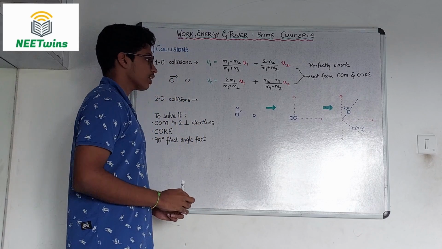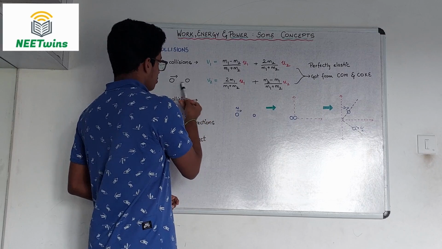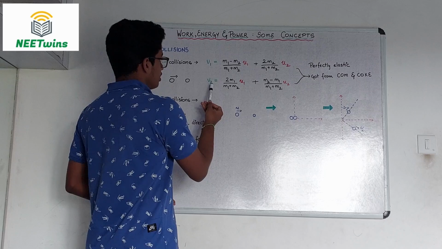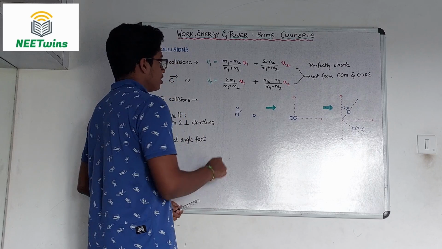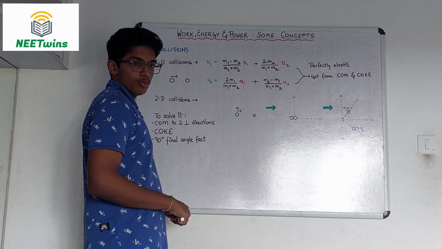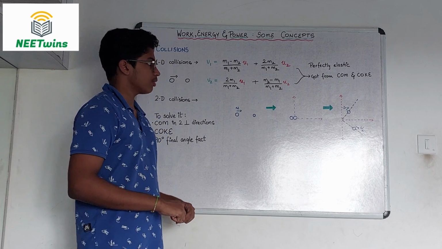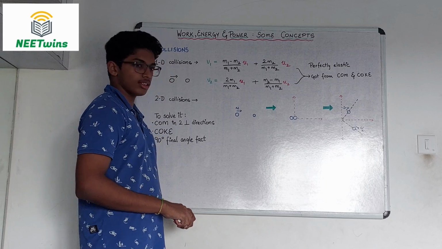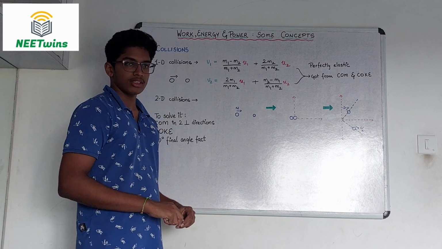But in NEET there can be some questions where the second body also is moving, either in the opposite direction or in the same direction, and in such cases, to find the final velocity of the first or the second body, we need to apply this formula. That is, V1 is (m1 minus m2) by (m1 plus m2) into u1 plus 2m2 by (m1 plus m2) into u2, and V2 is 2m1 u1 by (m1 plus m2) plus (m2 minus m1) divided by (m1 plus m2) into u2.